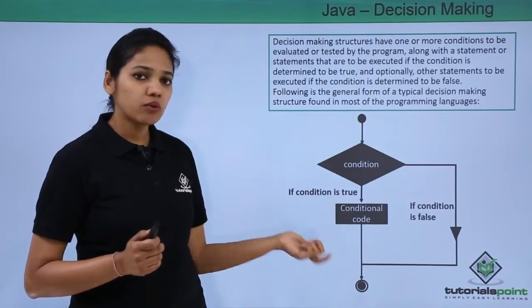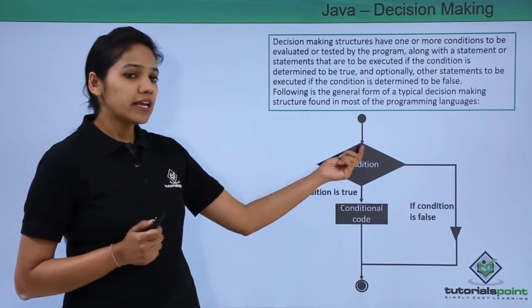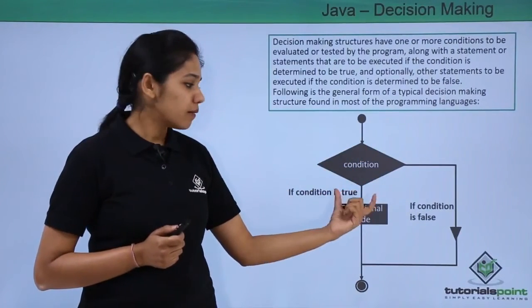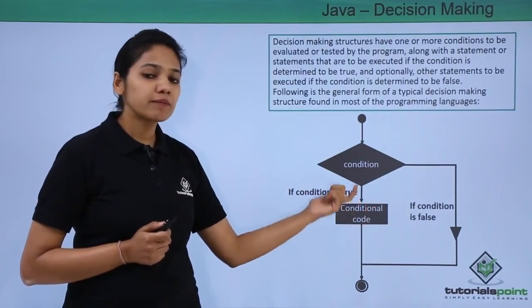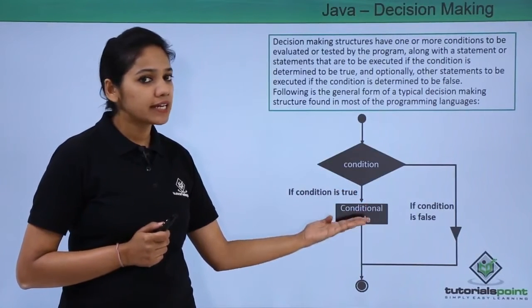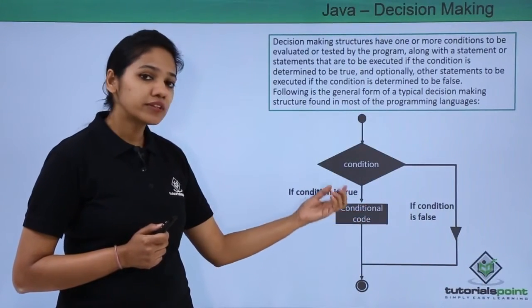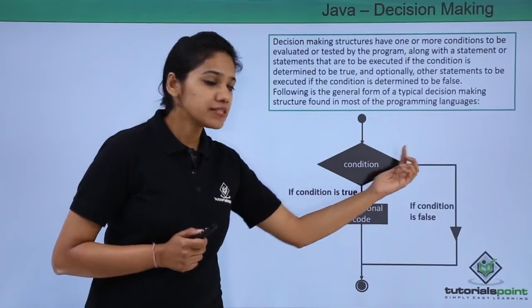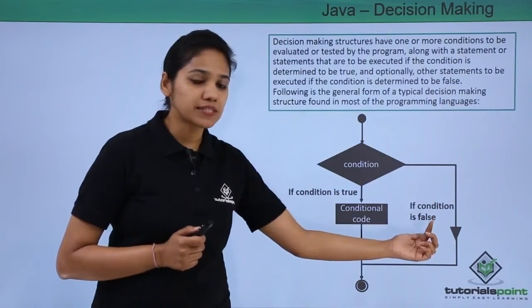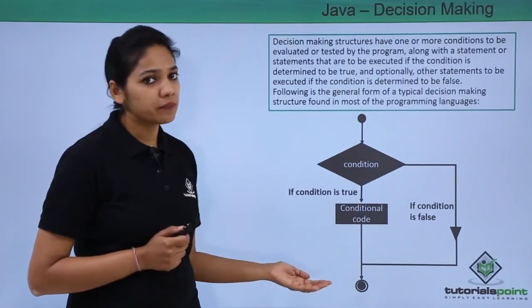So let us understand with this graph. It says that if the condition is met, please execute a statement or the number of statements written under this, and if the condition is false, please execute the rest of the statements, and once it is done, it terminates.